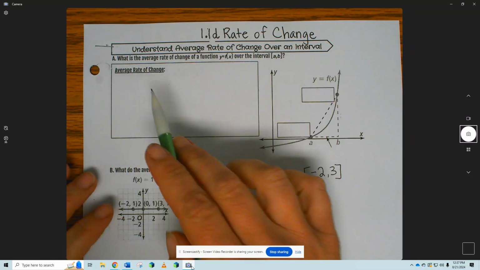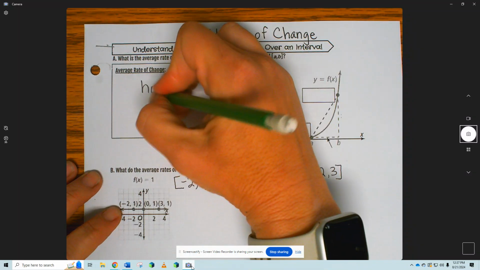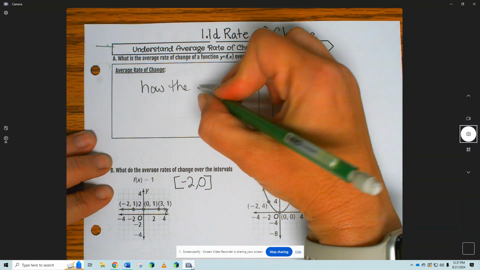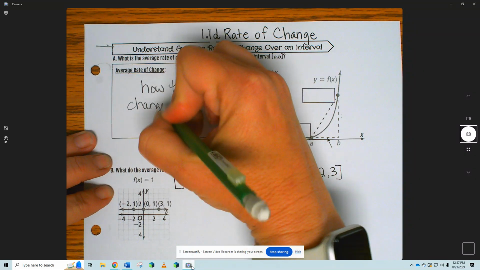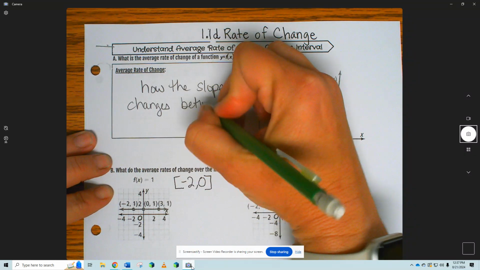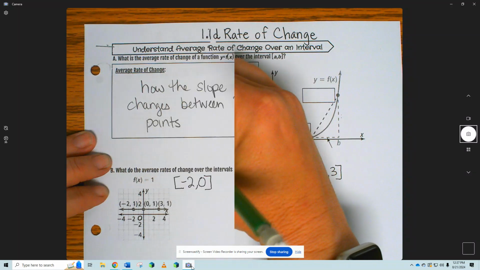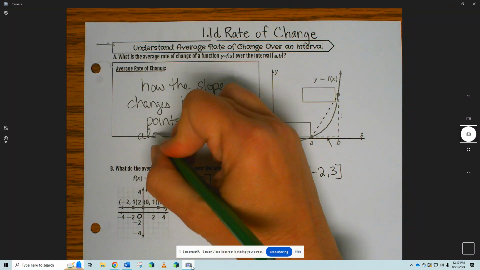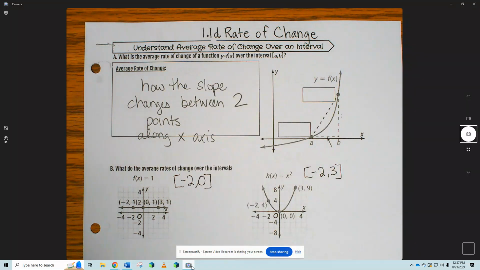So, rate of change. What you need to do is, let's define it. How the slope changes between 2 points. Okay? And all of this is going to be along the x-axis, as if we were doing domain. Okay?